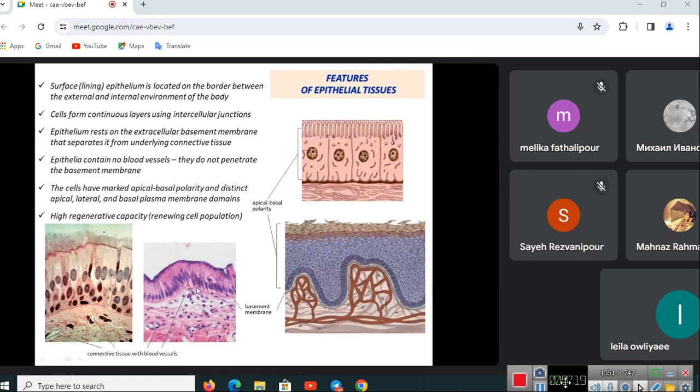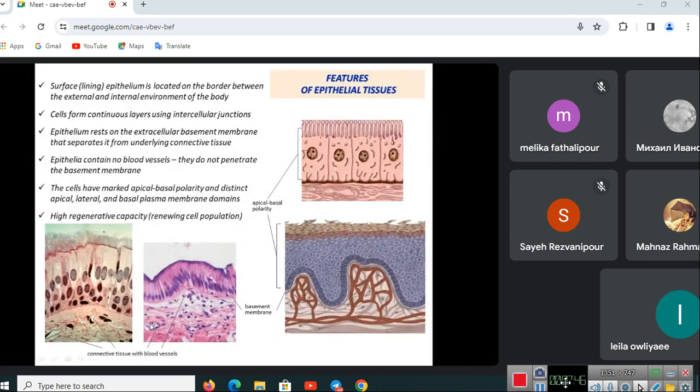So you cannot see the basement membrane, you can just see the border between the epithelium and the underlying connective tissue. The basement membrane is located just at this border, and below it you can see connective tissue with cell nuclei of the connective tissue cells, and it is stained eosinophilic.